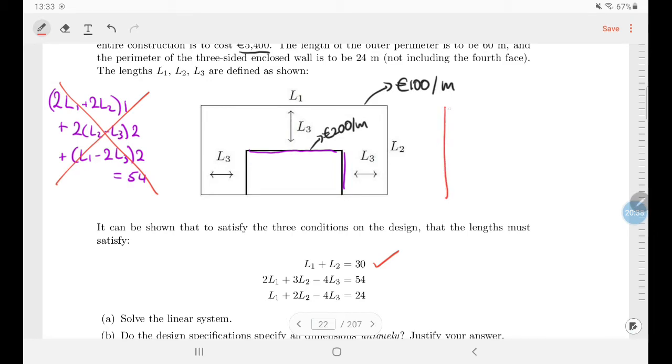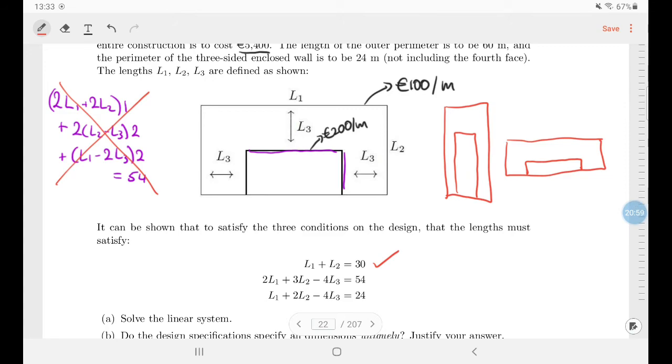So you can make it something like this. That's one extreme, and the other extreme is something like this. So I think these they have the same perimeter. Maybe the picture in here isn't quite right.